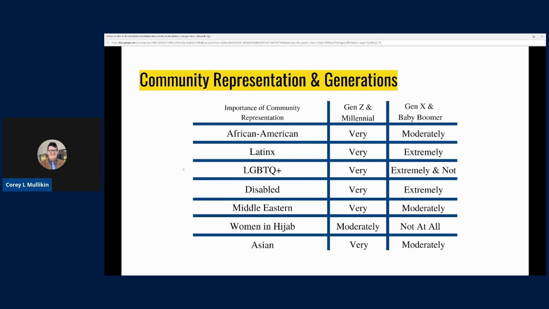And, well, we should ask this. If we put something into place of representation of these communities, will we see an increase in profits? Now, it's not exactly a yes or no situation. Nike was a very good example of this. Nike has, in the past several years, been pushing boundaries.